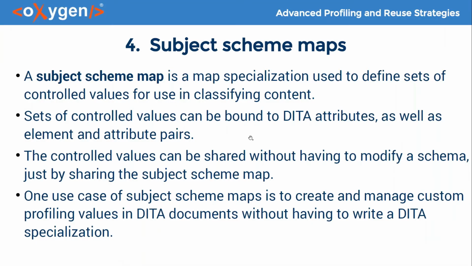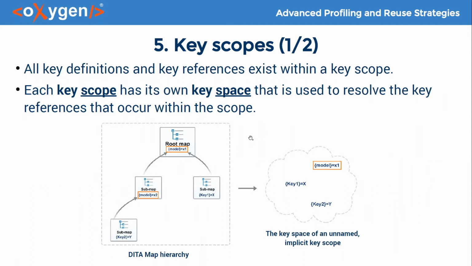Let's switch to our slides. And now let's talk about a concept that has been introduced some years ago in DITA 1.3. But first, we have to know that all key definitions and all key references exist within a key scope. So even if we didn't know about this concept, and even if we don't specifically create or define a key scope, all key defs and all key refs exist within a key scope. And each key scope has its own key space, which is used to resolve the key references that occur within that scope.